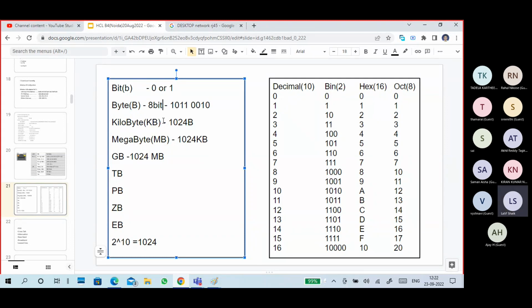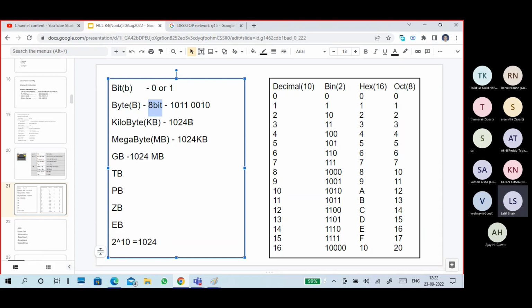It is a size, like a foot, centimeter, millimeter. Similarly, it is a data size. A bit is only one single value, either 0 or 1. But if you put 8 bits together, it's a single byte. A byte means 8 bits.